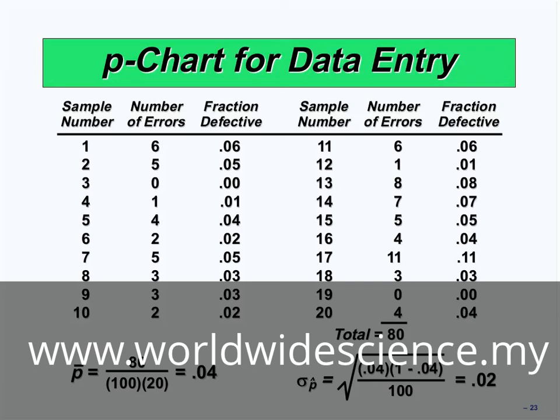Sigma P, if you remember, has a formula: radical of P bar multiplied by 1 minus P bar, divided by N, or sample size. We calculated P bar as the number of defectives divided by the total sample size for the whole sampling. Sigma P equals 0.02.